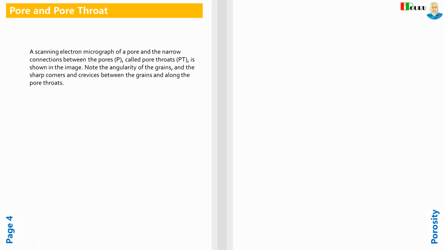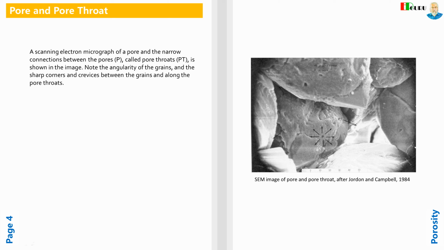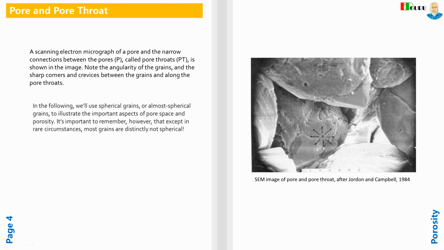A scanning electron micrograph of a pore and the narrow connections between the pores, called pore throats, is shown in the image. Note the angularity of the grains and the sharp corners and crevices between the grains and along the pore throats. In the following, we'll use spherical grains, or almost spherical grains, to illustrate the important aspects of pore space and porosity. It's important to remember, however, that except in rare circumstances, most grains are distinctly not spherical.